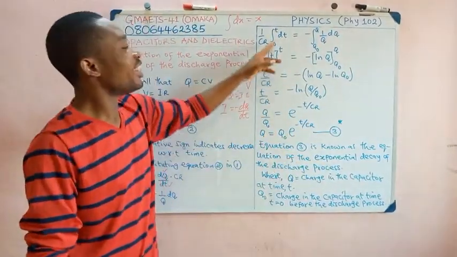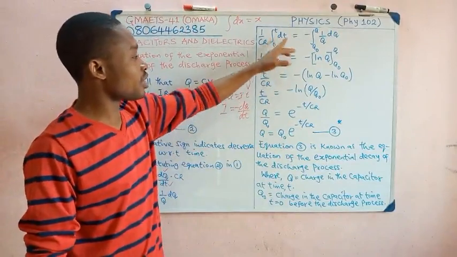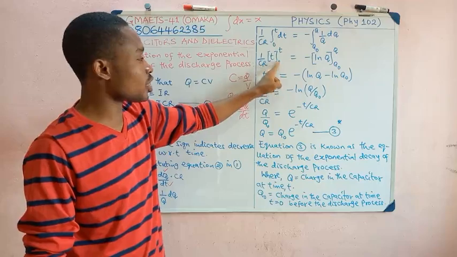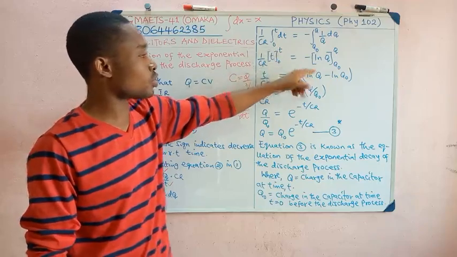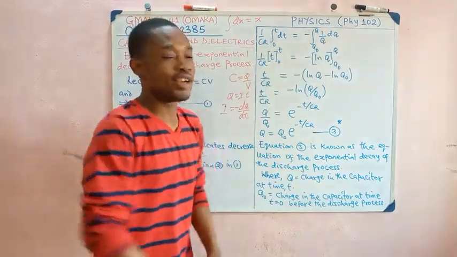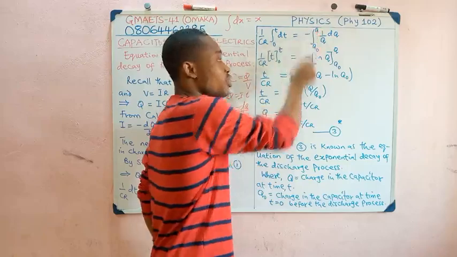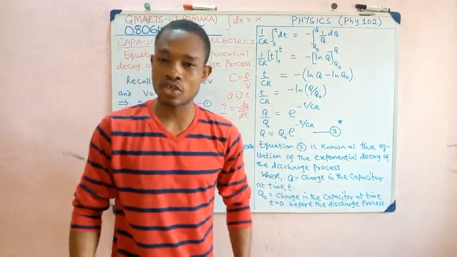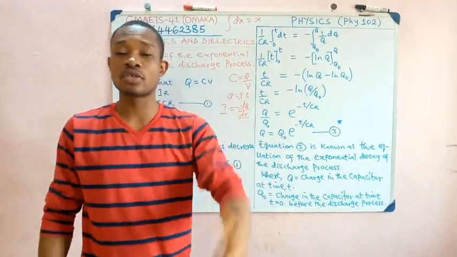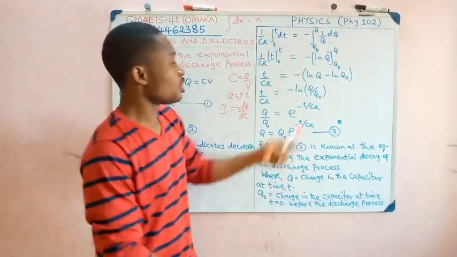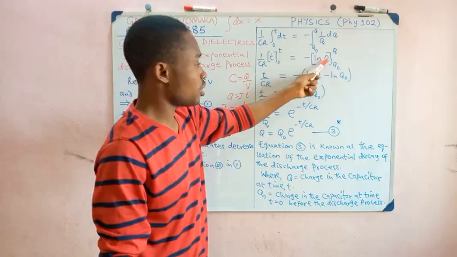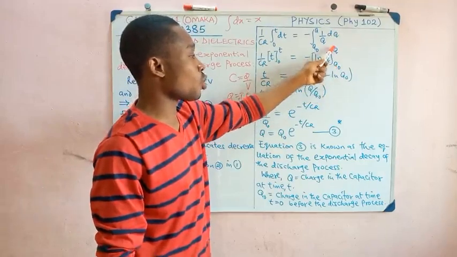Let's move on. This will give us integral dt, which is t from 0 to time t, equal to integral 1 over q. If you differentiate this q with respect to q, you are going to get what is in the numerator. By use of substitution in integration, such an integral is going to give you ln of the denominator. So look at it, ln q, with the limit from q naught to q.